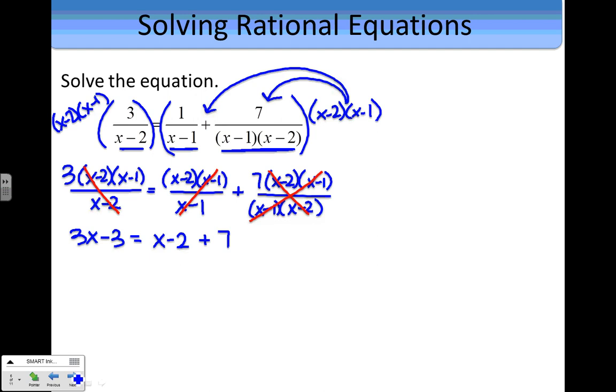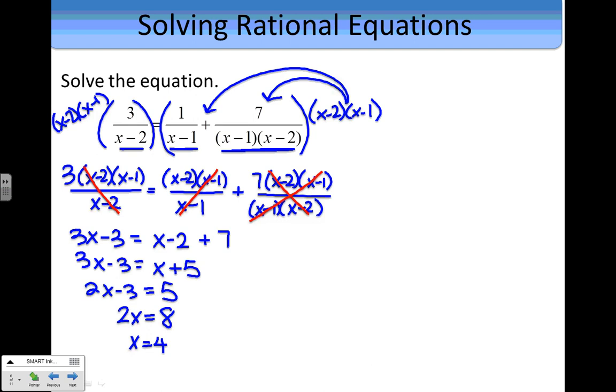So now we just solve the way we know how. Combine like terms, subtract x from both sides, add 3, and divide by 2. So I get x is equal to 4. I need to check to make sure, A, this is not extraneous, and B, that I actually got the correct answer. Not only are you checking for extraneous solutions, but you're also checking to make sure that your answer is correct. We know that 4 won't make any of these denominators 0.